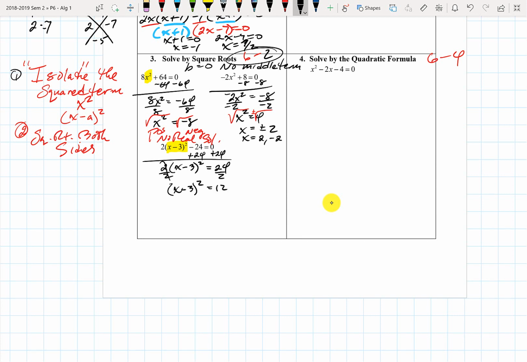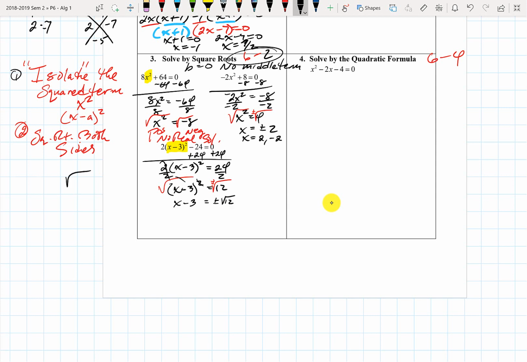And then you square root both sides. So you square root this side and square root this side. Put the plus or minus symbol in because you got two solutions here. The square root cancels out the square, giving you x minus 3. Inverse operations like that always cancel each other out. x minus 3 is equal to plus or minus rad 12.